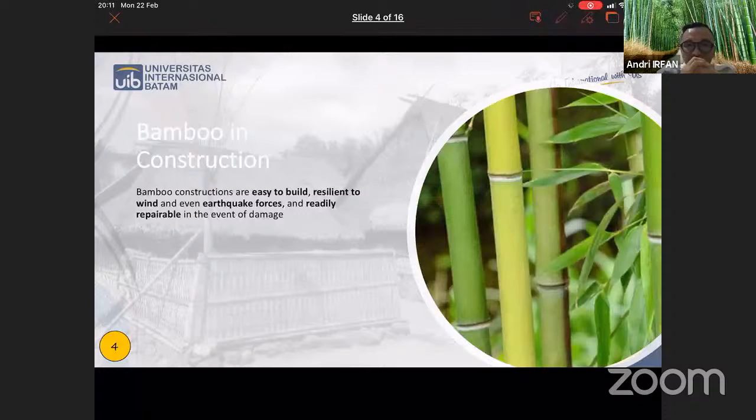Bamboo can also be curved without breaking. Bamboo is considered one of the building materials that are very strong, with a tensile strength of more or less 28,000 Newton per square inch. This is very high compared to steel, which is only 23,000 Newton per square inch. It's amazing how strong bamboo is.